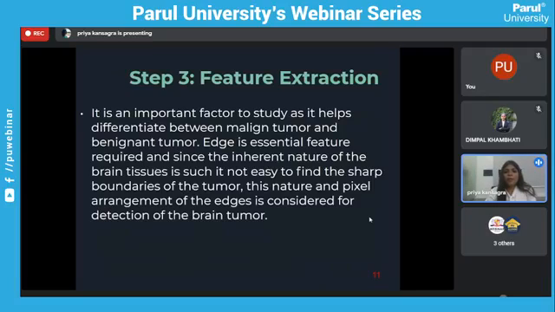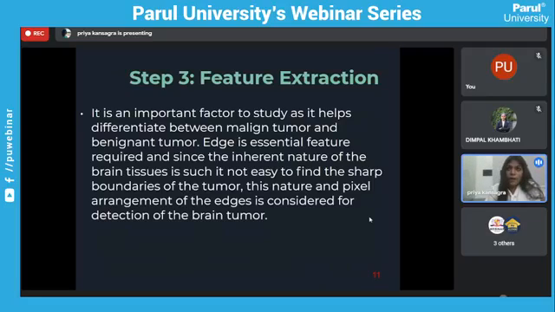As I explained to you, feature extraction is one of the most important parts, because pre-processing and image segmentation are not that much a part of it, as feature extraction covers the whole process. It helps to detect the tumors. It also helps us to analyze the boundaries of the image. It also helps us to find the sharp boundaries.